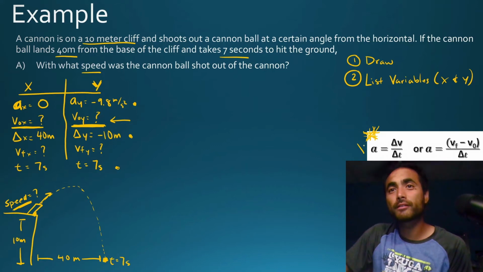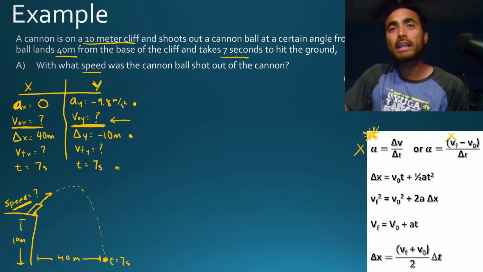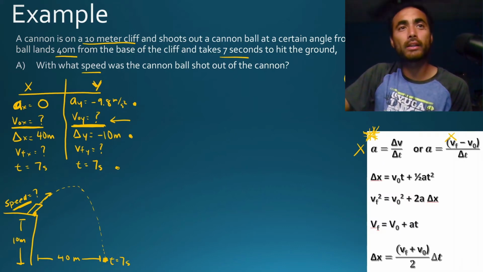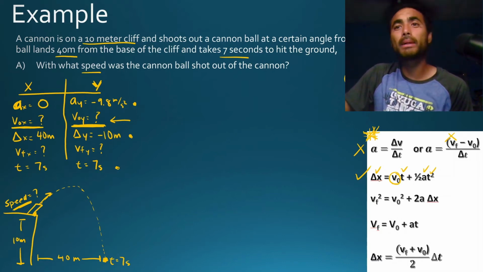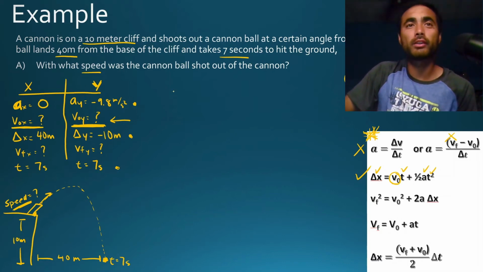We can't use this first one because we don't know what the final velocity is, and that's not going to help us. The second one here, when we look at the Y direction, we have displacement. We don't know v initial, but we have time and we have acceleration. So we can use this one, and this will help us find this v initial. But instead of x, I'm going to convert everything to y.